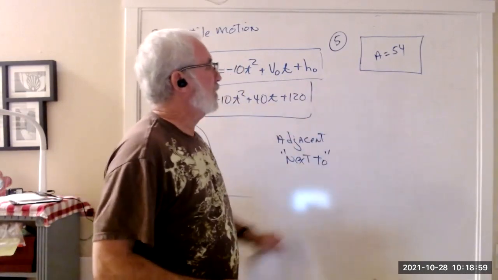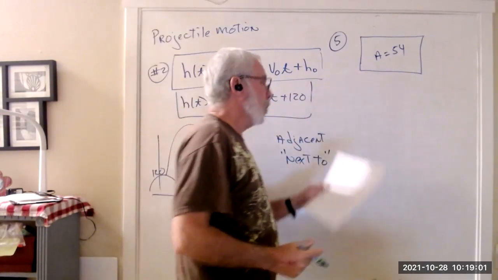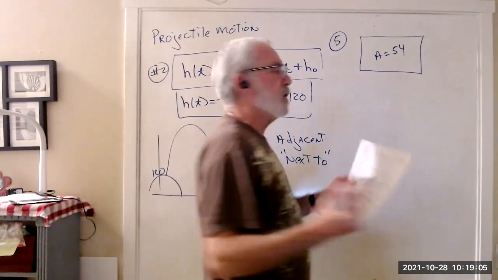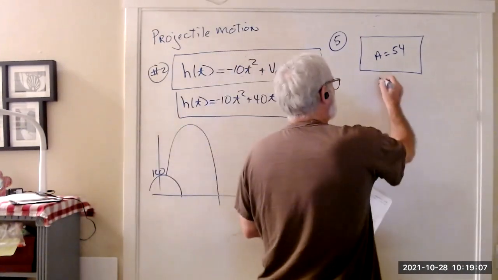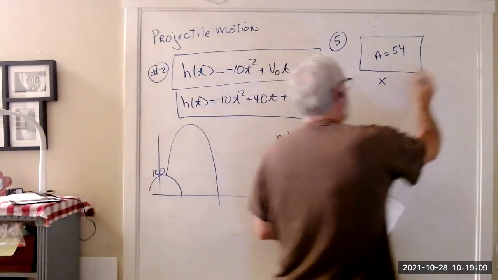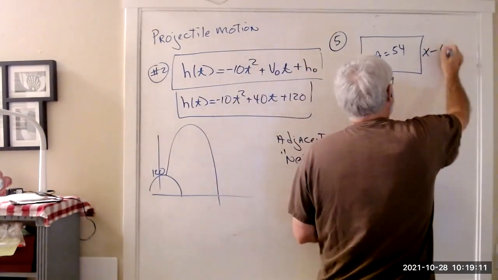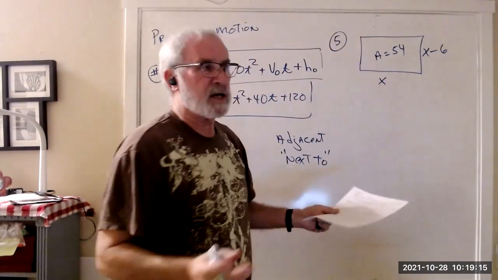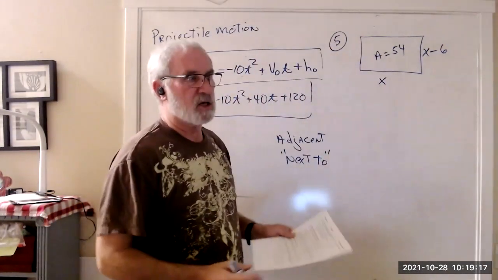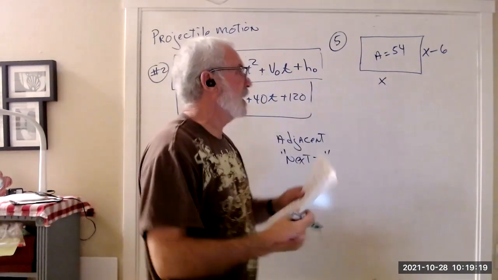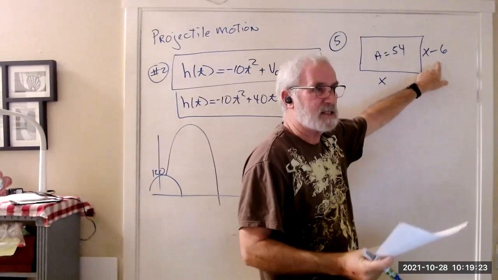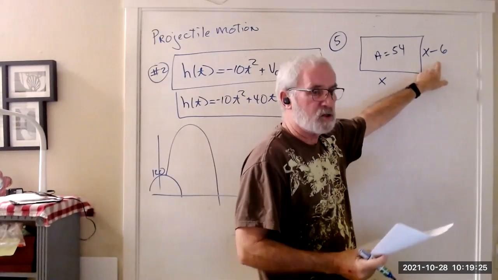So I have a rectangle. One side is 6 less than the other side. That tells me that this is 6, this is x, and this is x minus 6. Doesn't matter. One of them's x. Somebody always is x. But it says the side adjacent to it is 6 less than. Less than means subtract.